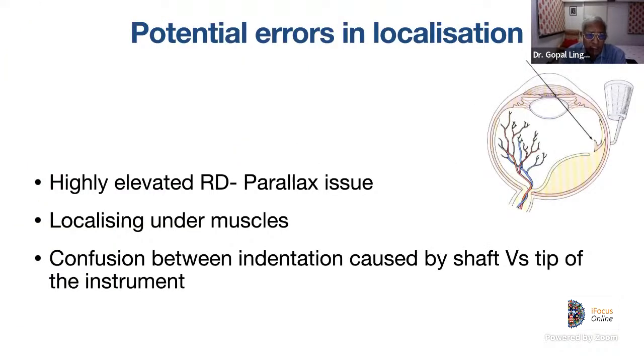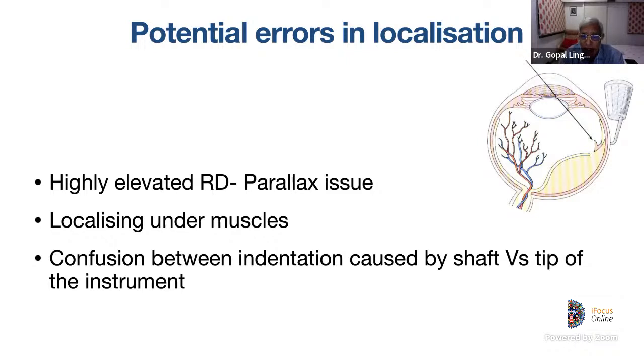The potential errors in localization are in a highly elevated detachment of retina. There can be issues of parallax, wherein you can probably locate the break more posterior than what it is, or more anterior than what it is. Localizing under muscles also is very difficult sometimes because the indentation cannot be seen if you're pressing over the muscle. So you understand that your localizing instrument should go underneath the muscle so that you can actually localize it correctly. If you have difficulty, you can always localize outside the muscle, understanding that it's not exactly the break, but the break is roughly in that anterior posterior extent, but is located under the muscle.